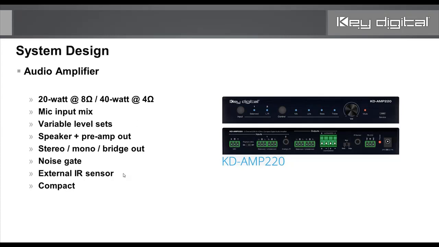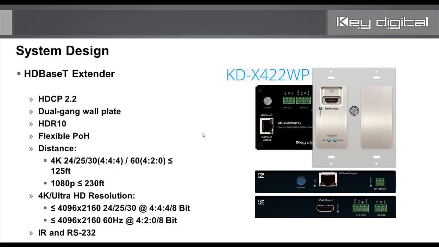The KD-AMP220 has a few different options for your output as well: stereo, mono, bridging output, and it even has a balanced output to cascade these units or to feed to another audio system.